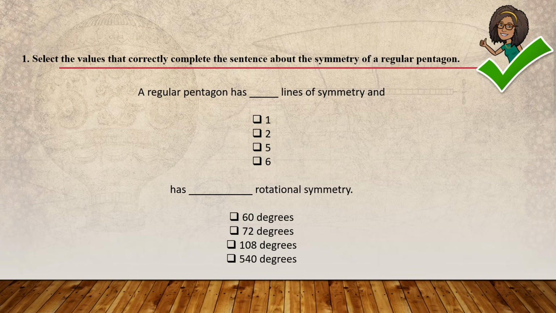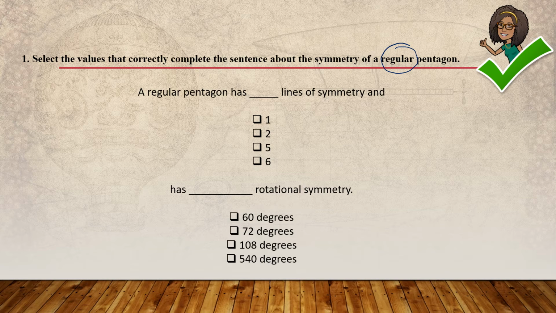All right, so let's look at number 1. So we're going to select the values that correctly complete the sentence about the symmetry of a regular pentagon. So whenever you hear the word regular when it refers to a polygon, we know that regular means that that polygon has all equal sides.